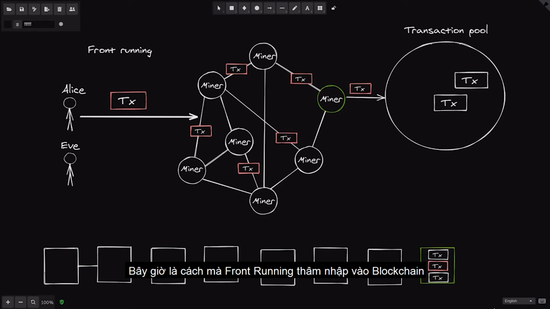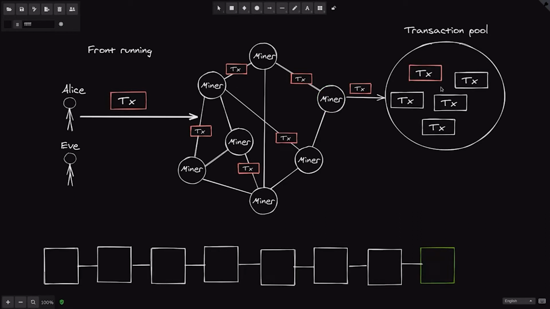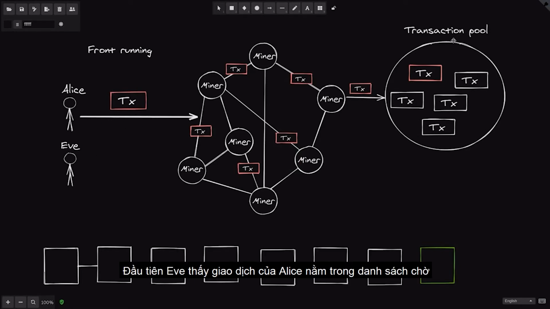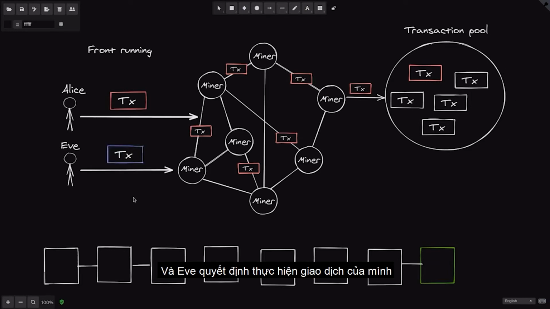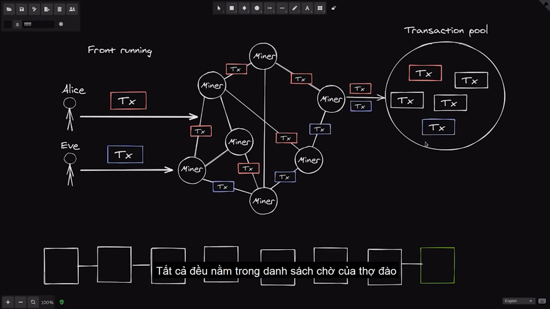Let's now look at how front running works. So let's rewind the time back to where Alice's transaction is still inside the transaction pool. This is how Eve is going to do a front running on Alice's transaction. So first, Eve sees that Alice's transaction is inside the transaction pool, and she decides to send her transaction, which gets relayed through the network, and Eve's transaction gets included in the transaction pool of this miner.